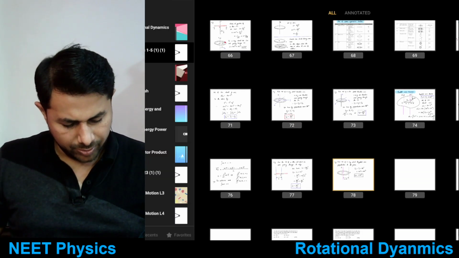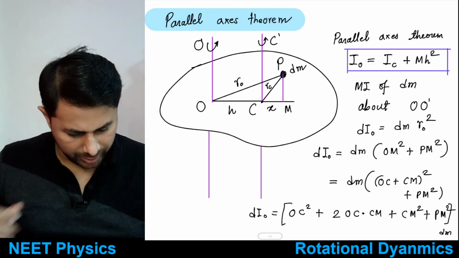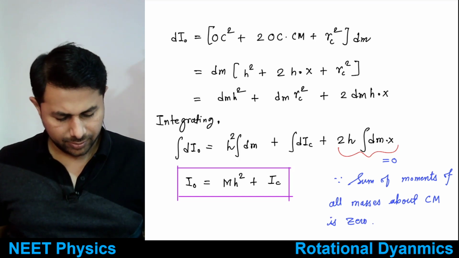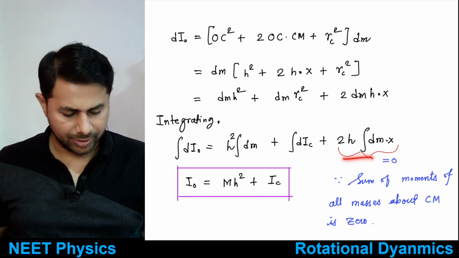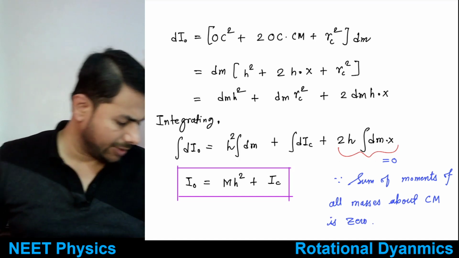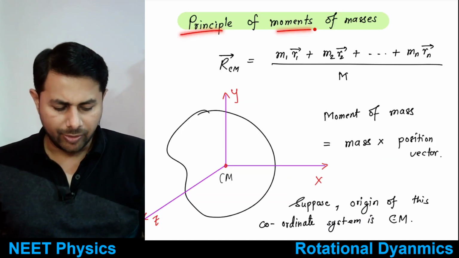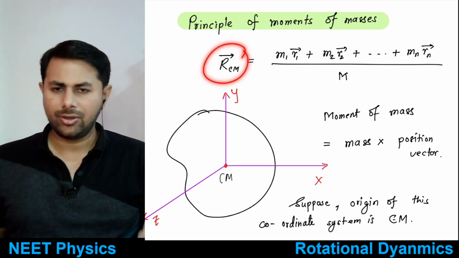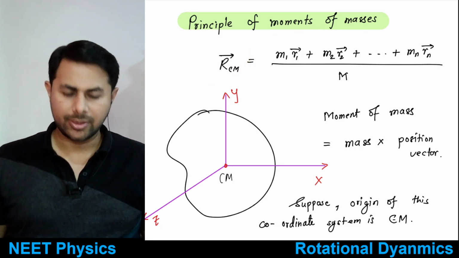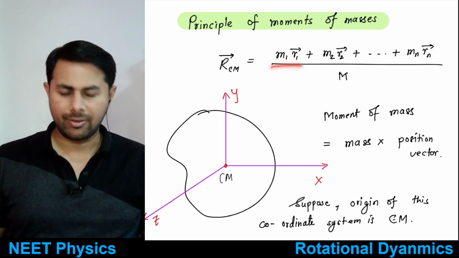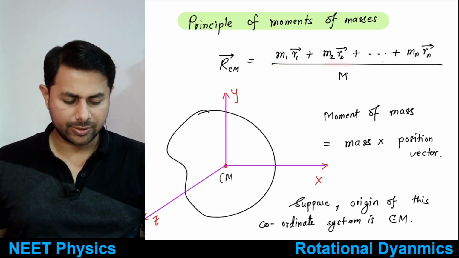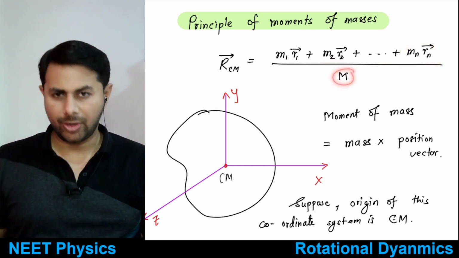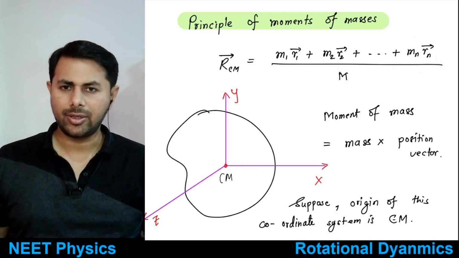Okay, but while proving this theorem, there is one important point. It comes in the proof of this thing that I want to explain. Principle of moments of masses. Now what is this thing? Okay, so center of mass, the position vector of the center of mass of a body can be written as m1 r1 bar plus m2 r2 bar plus so on and so forth up to plus mn rn bar divided by mass of the body, right? This is the center of mass of the body.